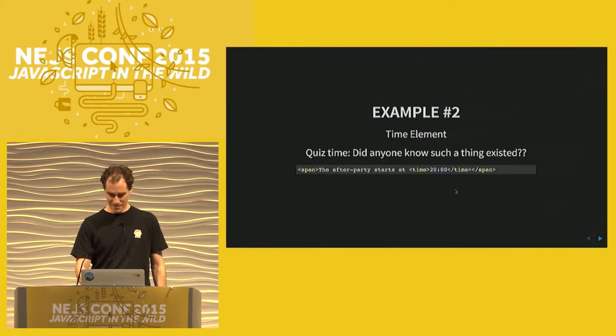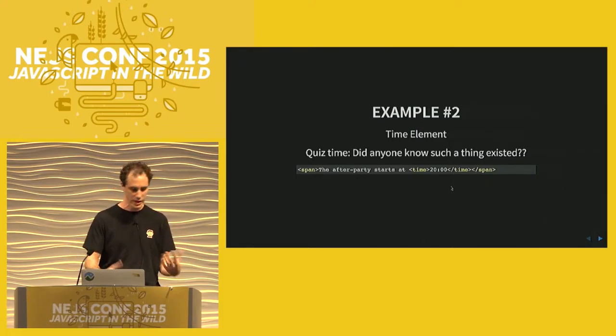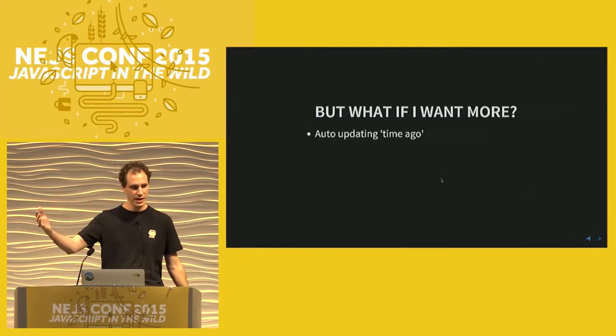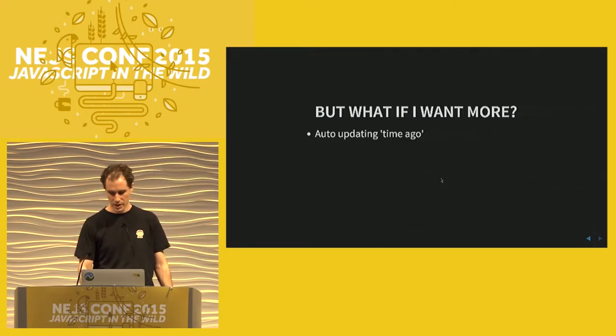Okay, so the idea here is I don't know the intent of the time element, but no one uses it because it doesn't really do anything for you. But what if we wanted more, right? What if I put a time element in there, I gave it a time, a date timestamp, and then it just did stuff for me automatically?